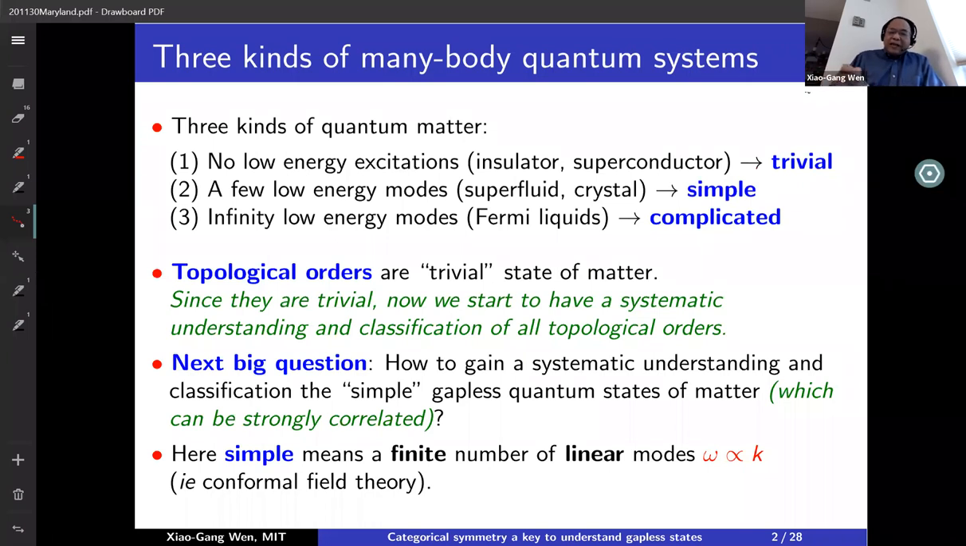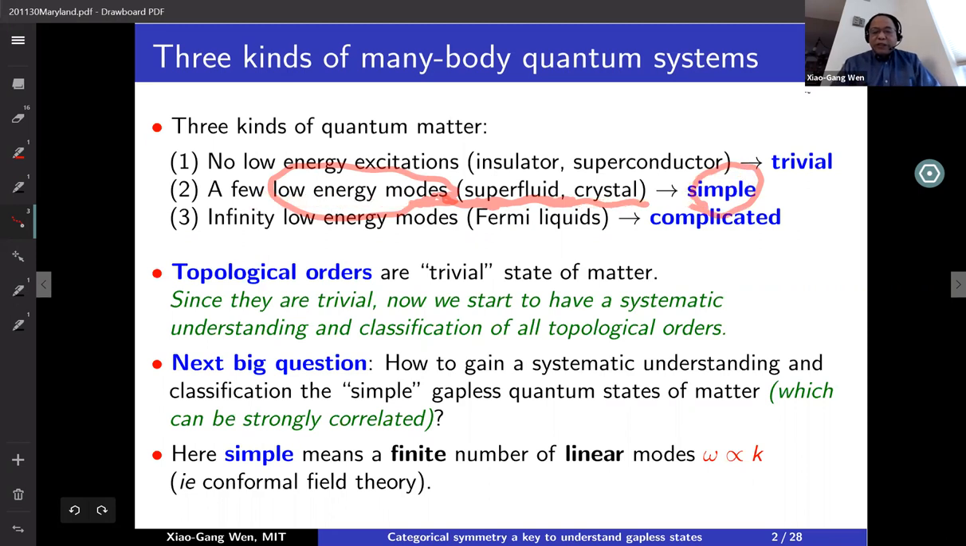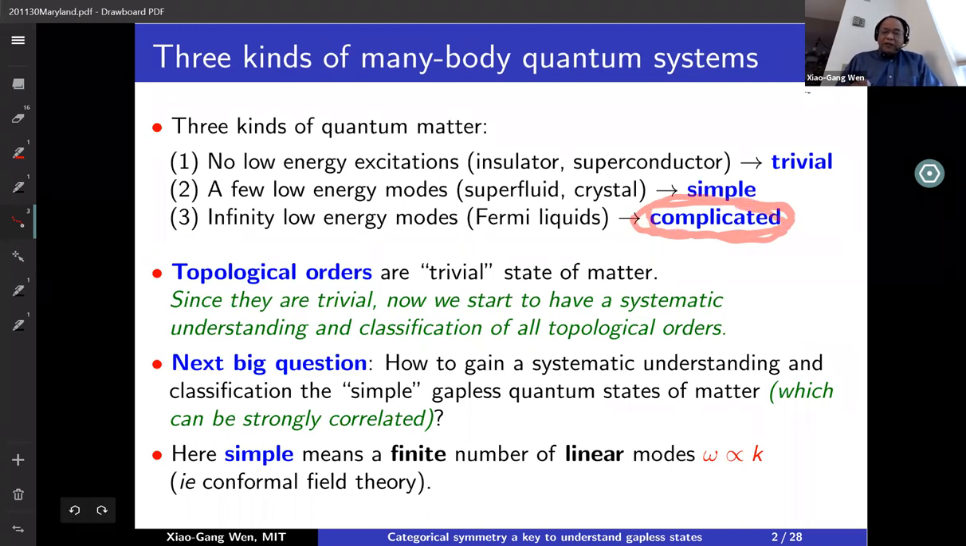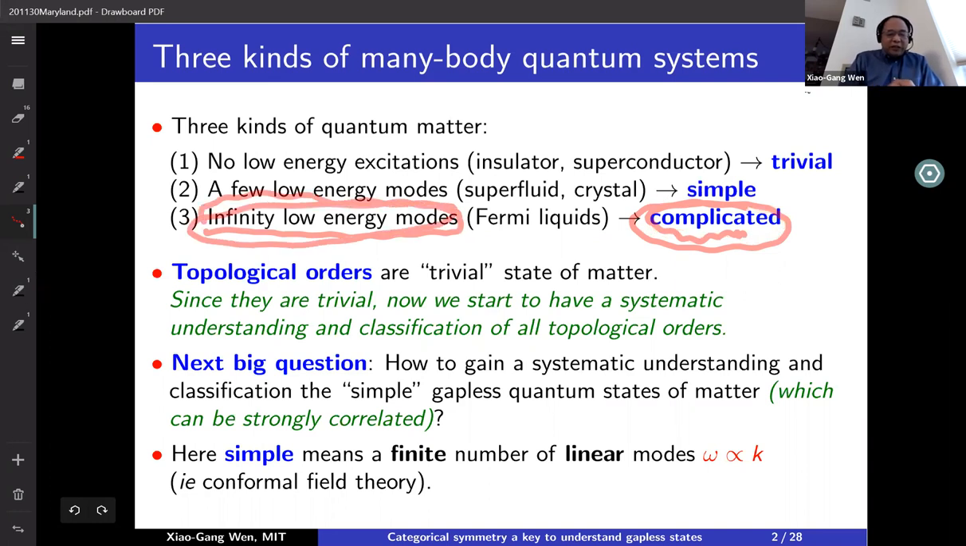And the next one, which is a little bit more complicated, we do have a gapless excitation, like in superfluid or the crystal, like a phonon. But here we have only a finite number of low energy modes. So those are still manageable, so we call them simple. And the third kind is something like a metal. We say it's complicated. And when we say, okay, the Fermi liquid is very simple, why do you say complicated? Because this Fermi liquid has an infinite number of low energy modes. That makes it actually very unusual, at least in the field theory sense.